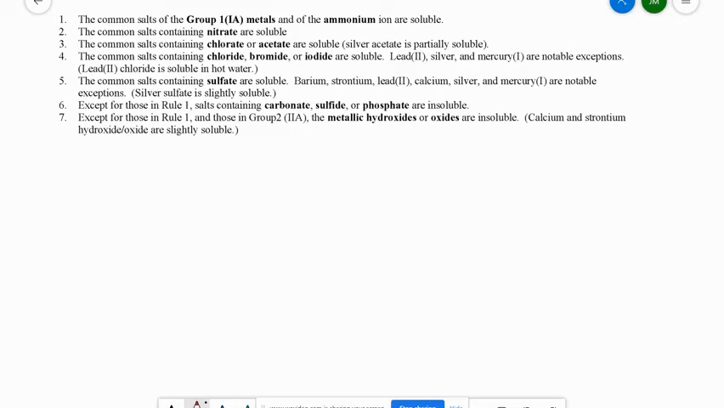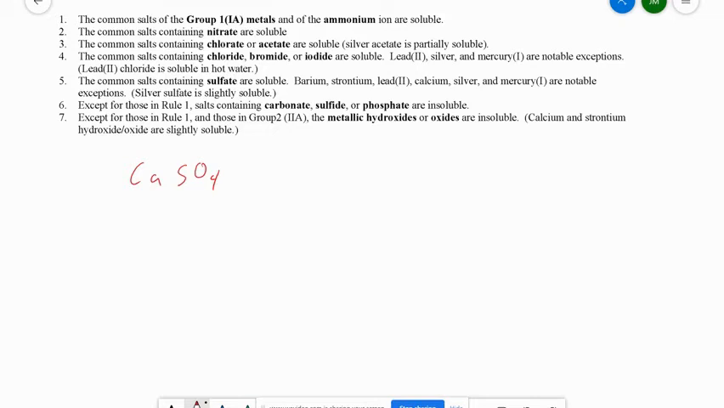Well, actually, you know what? Before we do that, let's just take a second, see if we can figure out a couple of these. Calcium sulfate. Maybe you can pause after each one of these, see if you can figure it out, and then we'll go over it. So calcium sulfate.